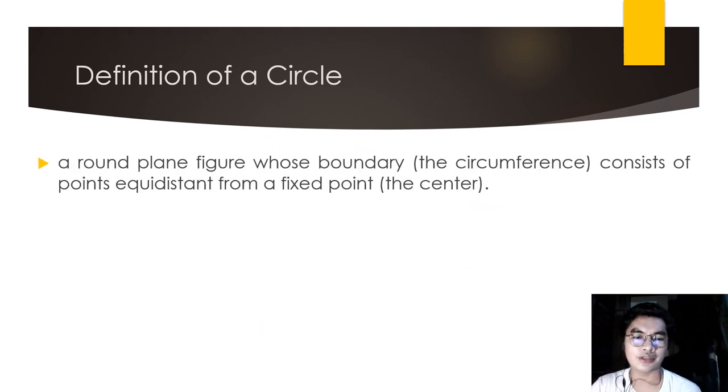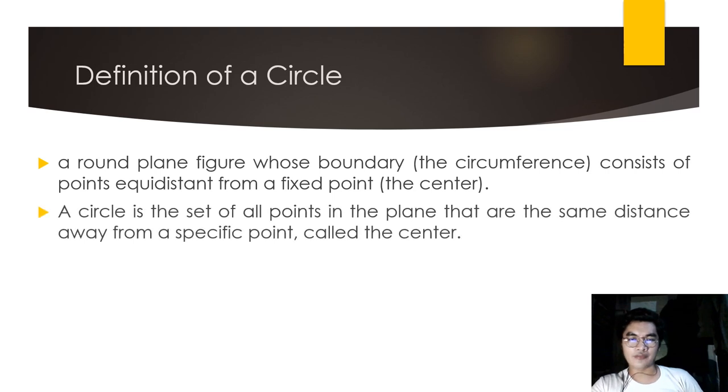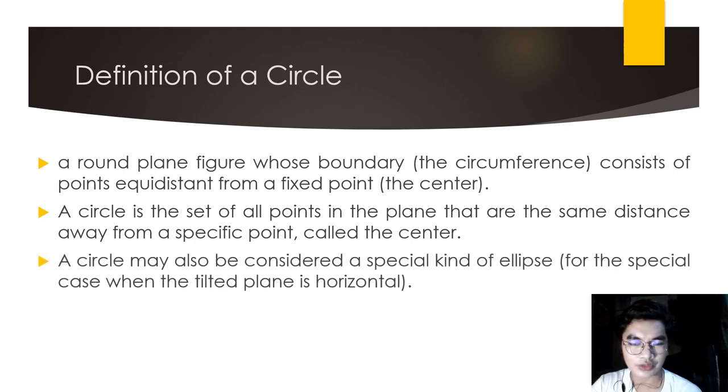The definition of a circle. A circle is a round plane figure whose boundary, or circumference, consists of points equidistant from a fixed point, the center. Another definition of a circle is the set of all points in the plane that are the same distance away from a specific point called the center. And the last one is that a circle may also be considered a special kind of ellipse, for the special case when the tilted plane is horizontal. Those are the three definitions of the circle.